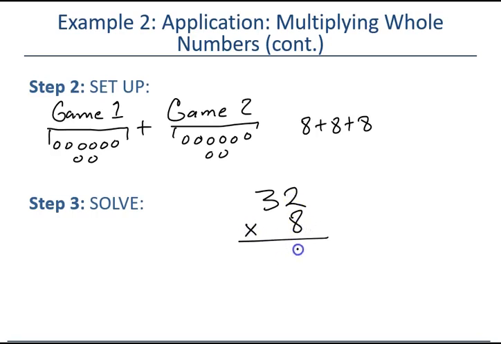Okay, so 8 times 2 is going to be 16. Okay, 3 times 8 is going to be 24. Add 1, okay, and that gives us 256. So for him, he's going to need 256 baseballs, okay, for the entire season.